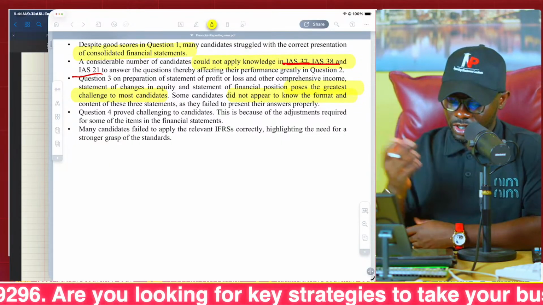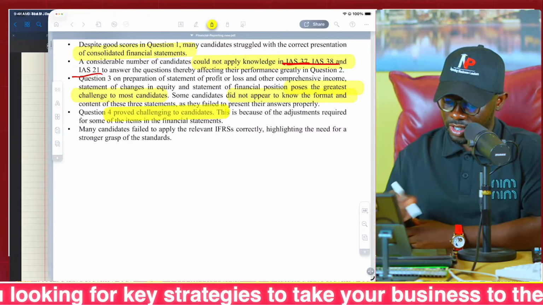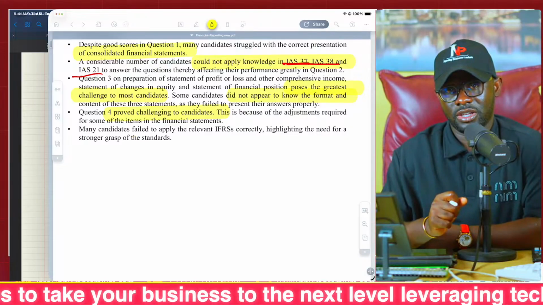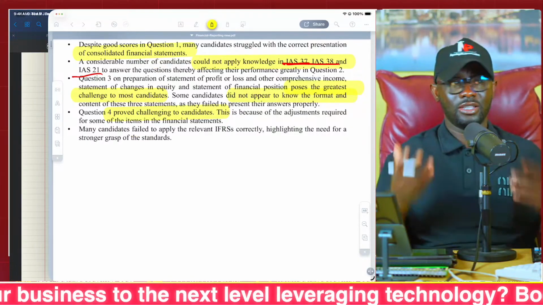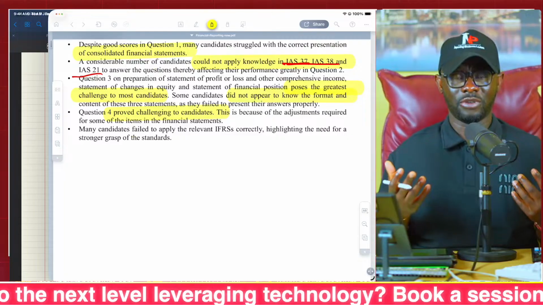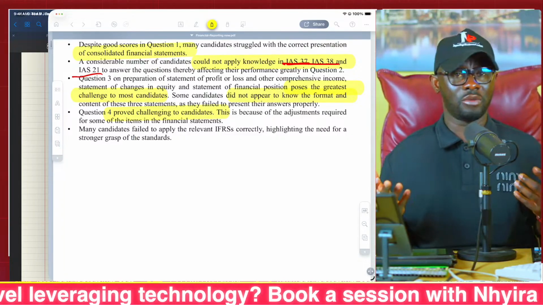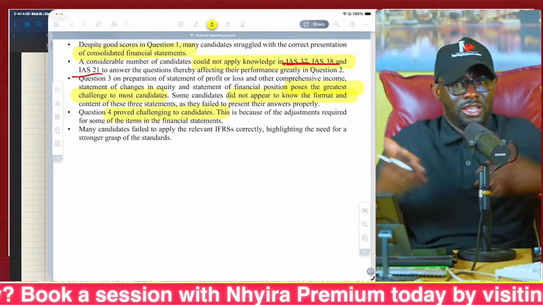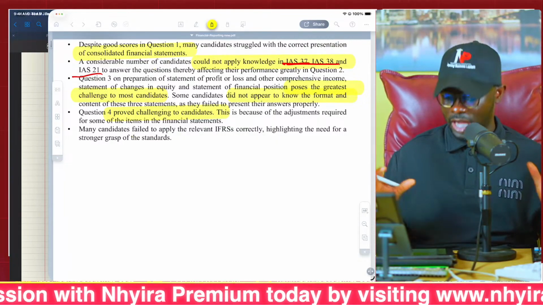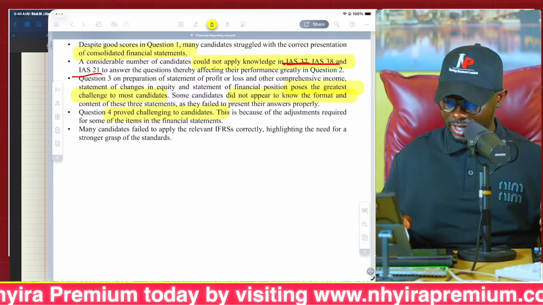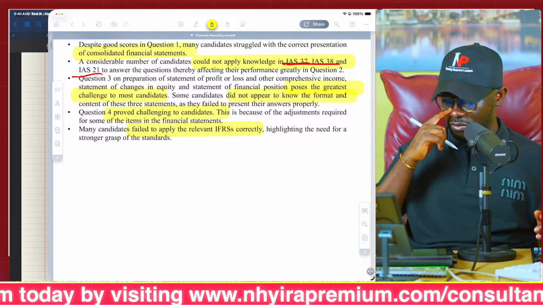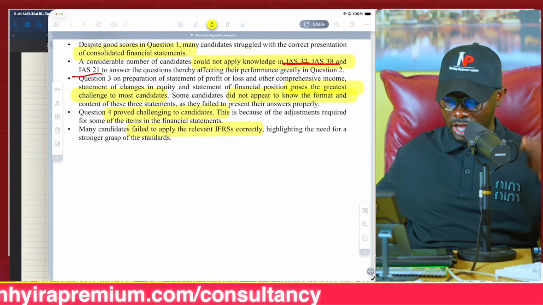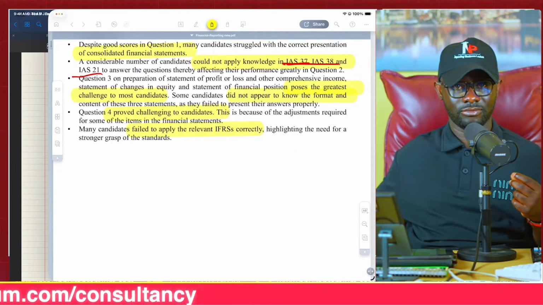And then question 4 proved challenging to candidates. Now, question 4 is about evaluation of financial statements. Again, you cannot go to the corporate financial reporting examination, by extension the corporate reporting examination, without a deeper understanding of evaluation of financial statements. And so these are some of the concerns. Many candidates fail to apply the relevant IFRSs correctly, highlighting the need for a stronger grasp of the standards.